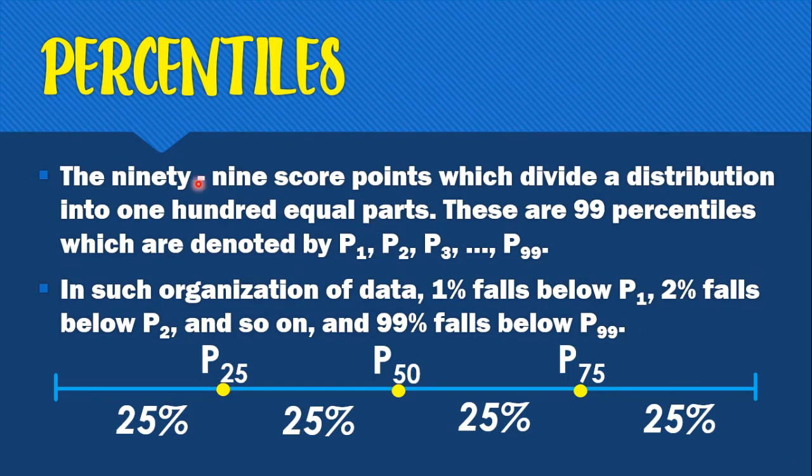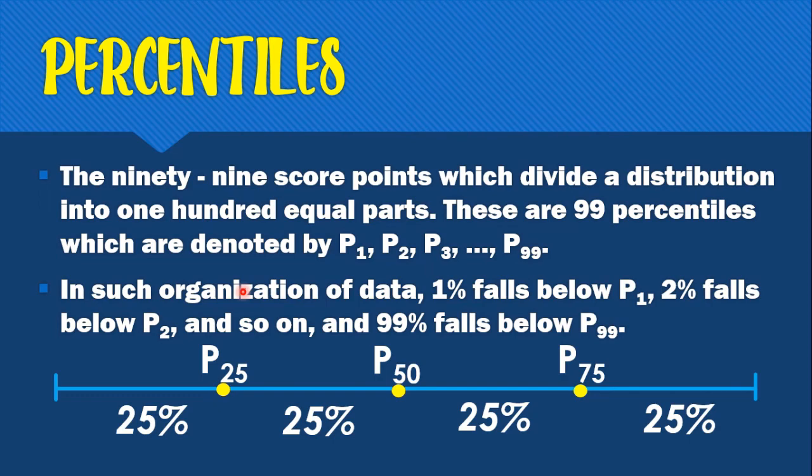Percentiles. These are the 99 score points which divide a distribution into 100 equal parts. These are 99 percentiles which are denoted by P sub 1, P sub 2, P sub 3, and so on till we have P sub 99. So they are used to characterize values according to the percentage below them.